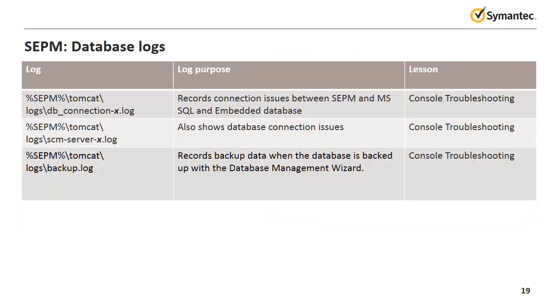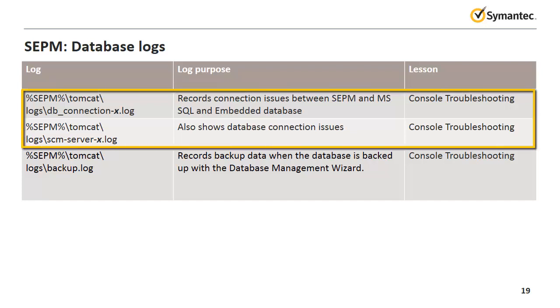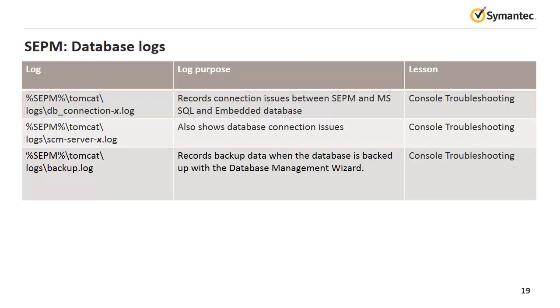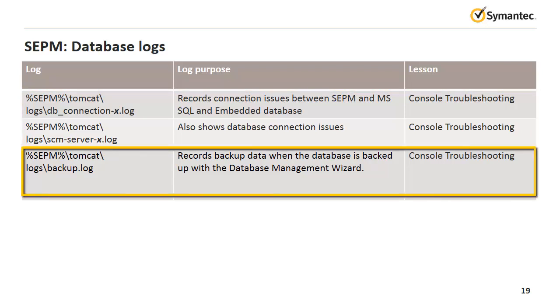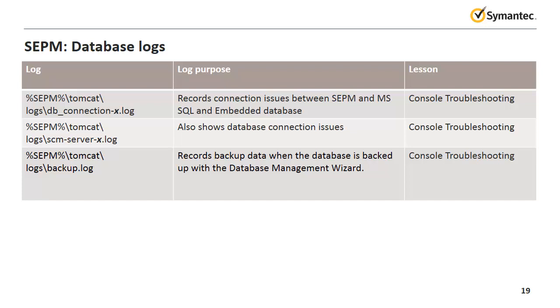This screen describes 3 important database logs. You're going to interact with db_connect and SCM server logs the most, and you'll interact with these during our console troubleshooting chapter. Both logs record connection issues with the SEPM database. If you back up the database using the SEPM's built-in wizard, you can actually see entries in the backup.log file.